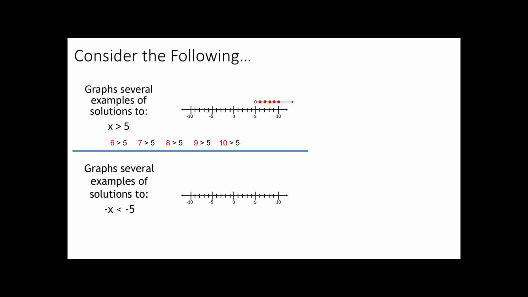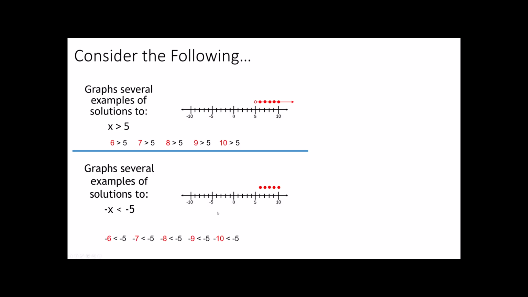In trying to find values that make this true, notice that if I plug a 6 in for x, the negative sign is already here, so I'm plugging in a 6. Negative 6 is less than negative 5. So I put that as a solution. If I plug a 7 in for x, I get negative 7 is less than negative 5. Also true. If I plug an 8 in for x, negative 8 is less than negative 5. Same thing happens with 9, same thing happens with 10, and so on and so forth.